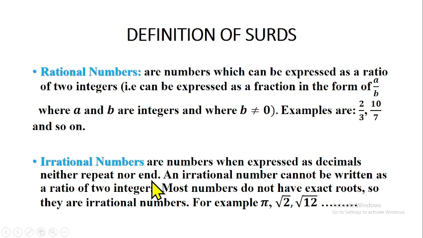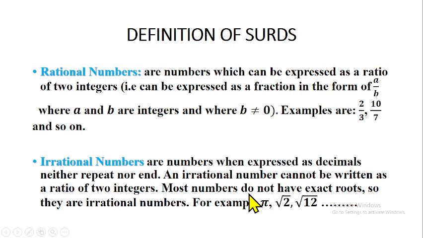They are continuous reoccurring decimals. So those are irrational numbers, and irrational numbers cannot be written as a ratio of two integers. That means you cannot express an irrational number as a rational number. That's what we are talking about there. You can't write an irrational number as a fraction.